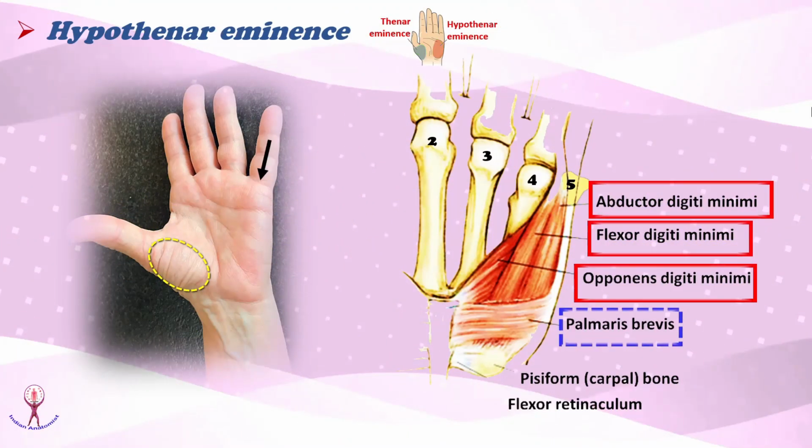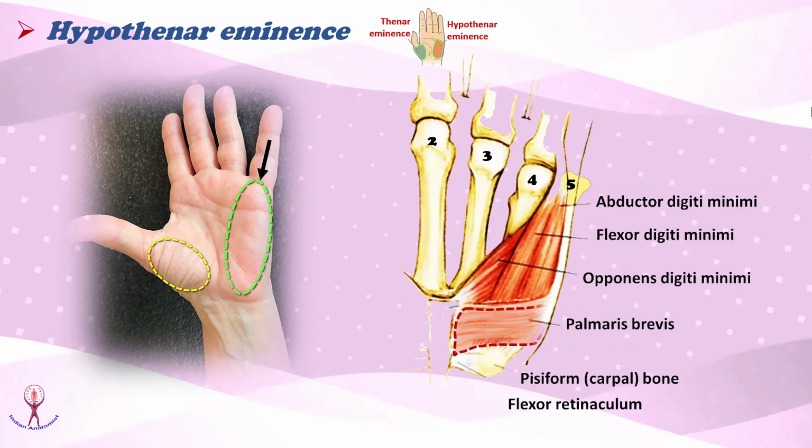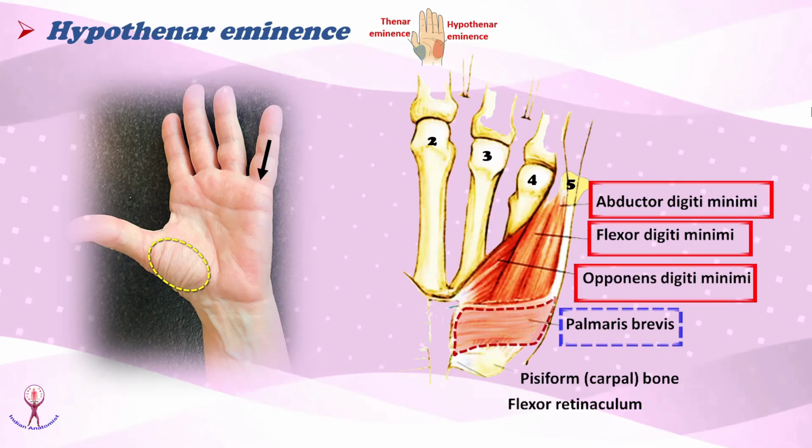The palmaris brevis muscle is sometimes called a muscle of the hypothenar group. However, it is not part of this group because it lies in the superficial fascia of the Hypothenar Eminence and does not move the little finger. Palmaris brevis, a subcutaneous muscle, produces wrinkles on the ulnar side of the palm and deepens the hollow or middle portion of the palm by emphasizing the Hypothenar Eminence.